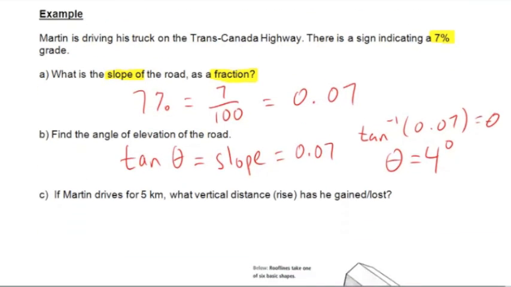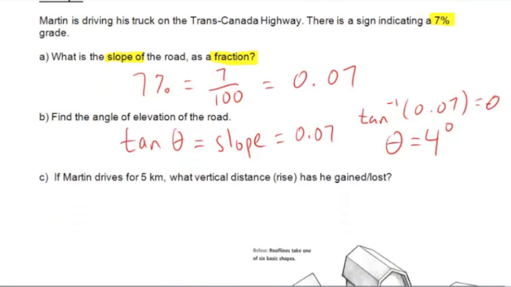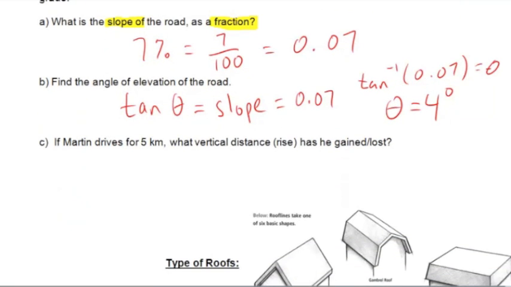Okay, if we keep going down here, if Martin is driving for 5 kilometers, what vertical distance or rise did he gain or lose? So I like drawing pictures, so I'm just going to do that here. Draw a little picture. This rise is what we're looking for. If Martin's driving his truck, he's going to drive 5 kilometers. So I can draw a little truck here. Okay, please no laughing at my artwork. And this will be 4 degrees.